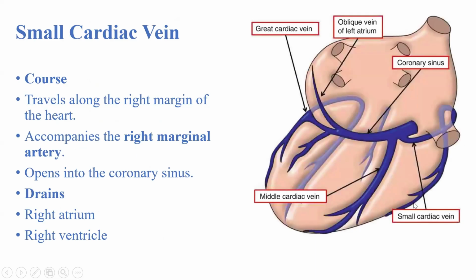It travels along the right margin of the heart, and it accompanies the right marginal artery. So from the examination point of view, you must know which vein accompanies which artery. Great cardiac vein accompanies the LAD, while the middle cardiac vein accompanies the posterior interventricular artery, and the small cardiac vein accompanies the right marginal artery. And area of drainage of small cardiac vein is the right atrium and right ventricle.